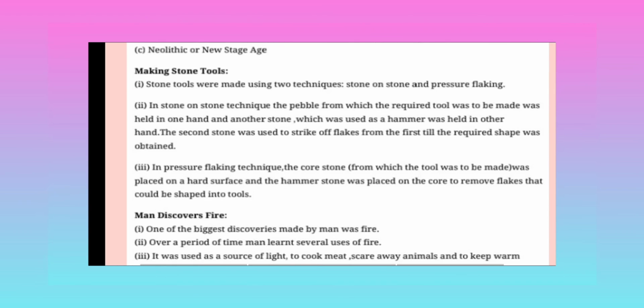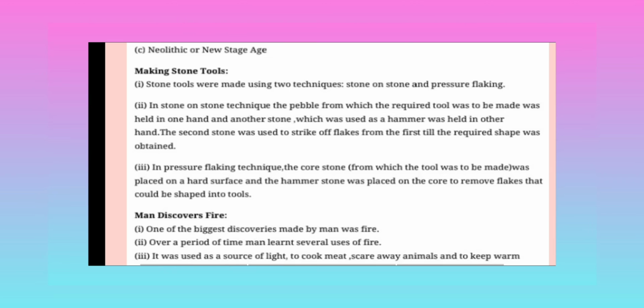In the first, stone tools were made using two techniques: stone on stone and pressure flaking. So the people were using two techniques. The first technique is the stone on stone technique. The pebble from which the required tool was to be made was held in one hand, and another stone, which was used as a hammer, was held in the other hand. In the downside hand, the people are holding the stone which they have to give the shape of a tool.